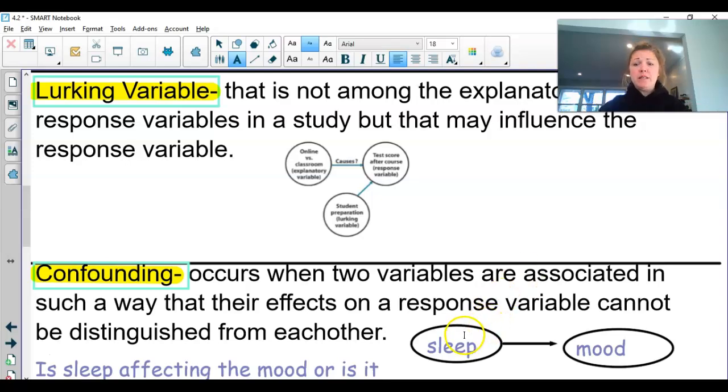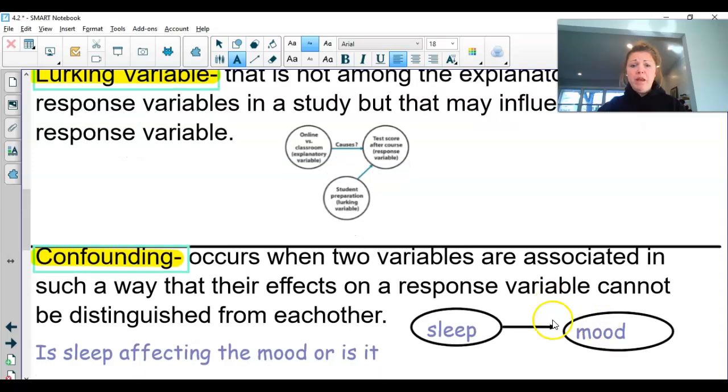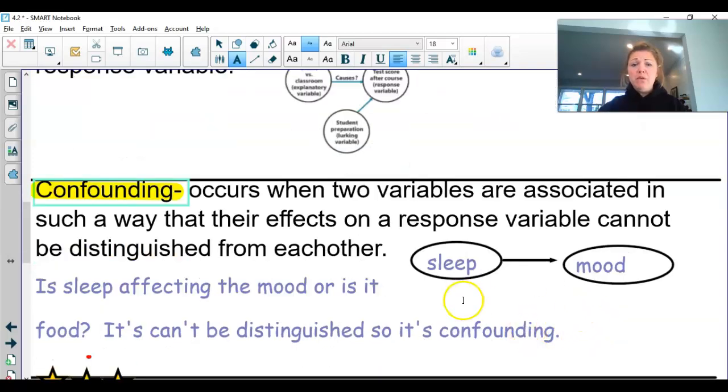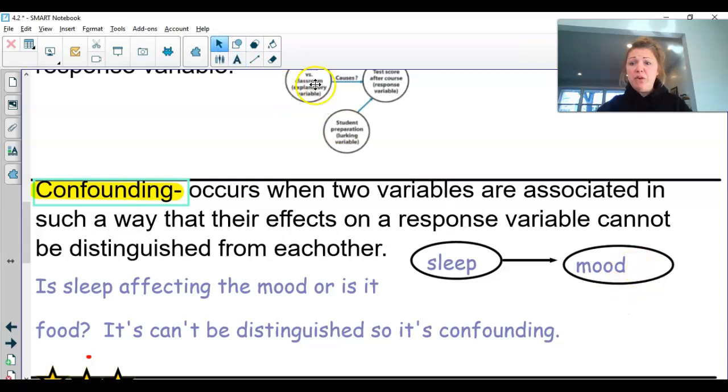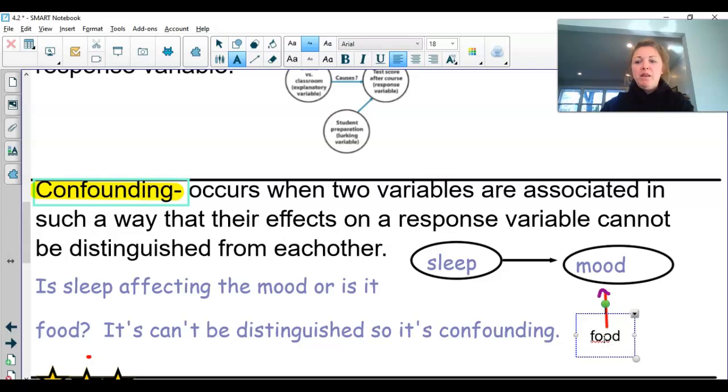Now, let's think about this idea of sleep and mood again. Is sleep affecting mood? Or could it be something like food? I know some people in my family, not all, but some, when they haven't eaten, or they haven't eaten very well, the food they have eaten or not eaten at all will affect their mood as well. So now is it that they didn't get much sleep at night, or is it that they didn't eat well, or didn't eat at all? If it can't be distinguished, it's called confounding.